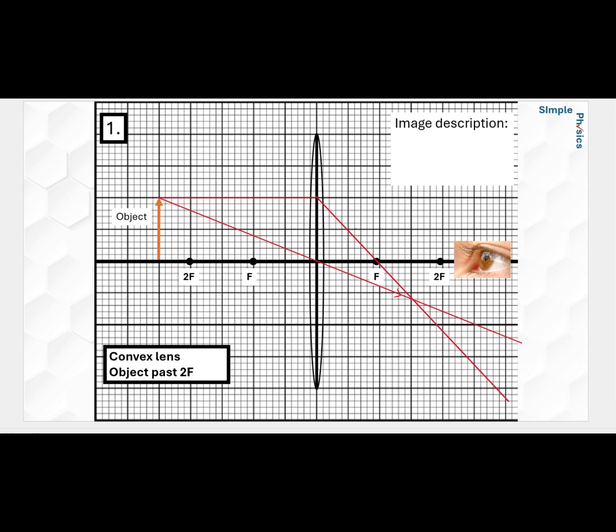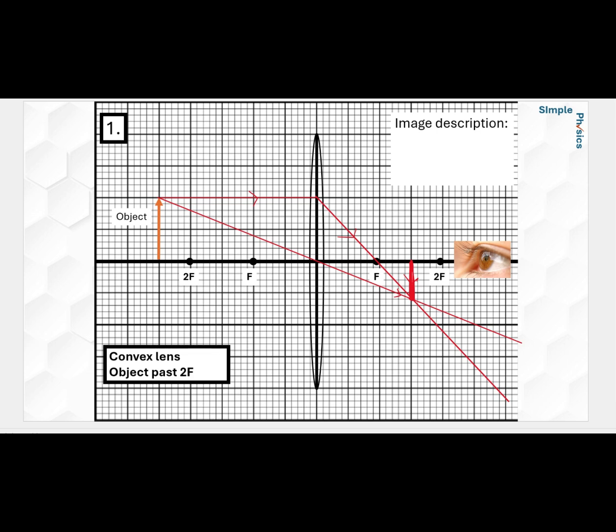So let's see if I got that right. Yeah, that's not bad. So again, draw an arrow for each straight line that you've drawn. And here is my image. So what can you tell about the image? First of all, in relation to the principal axis, it's upside down. Okay, so it's inverted, it's clearly smaller, and it's real.